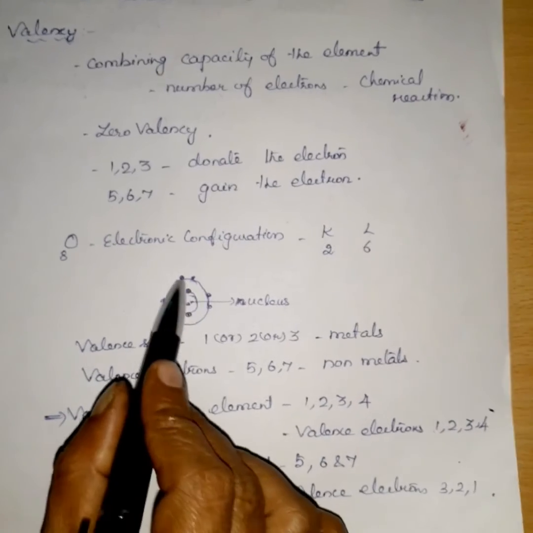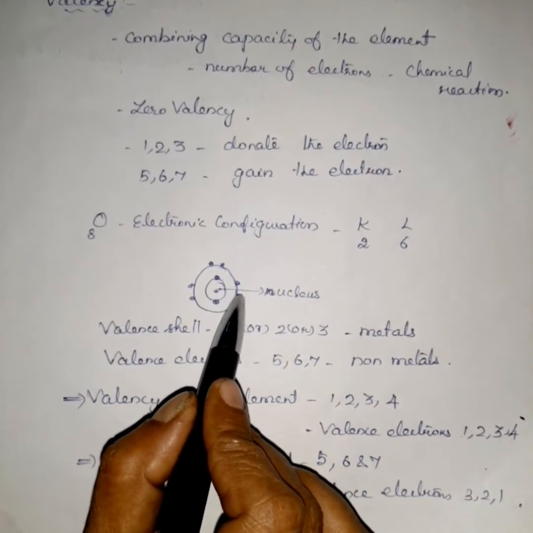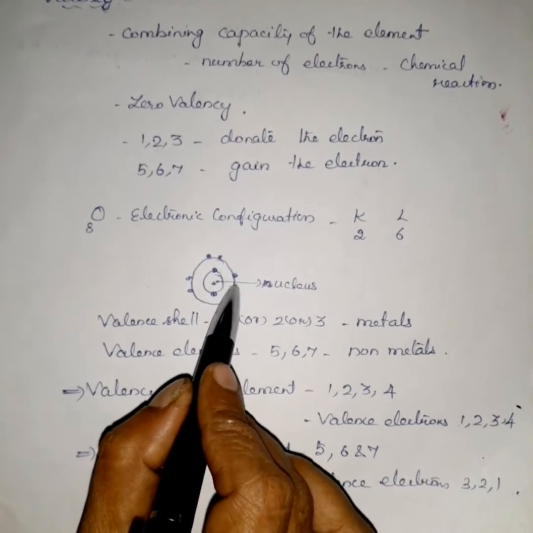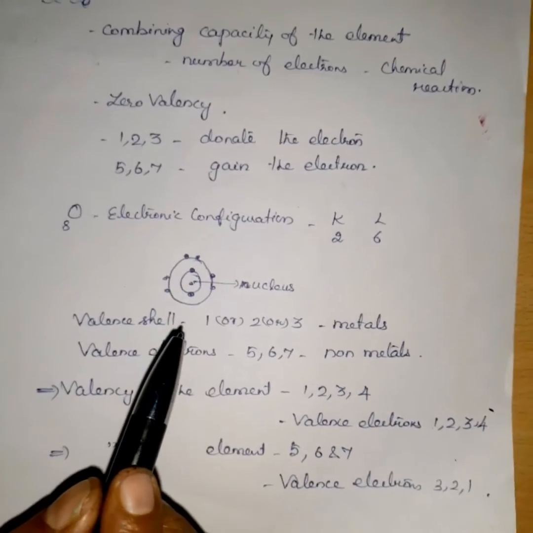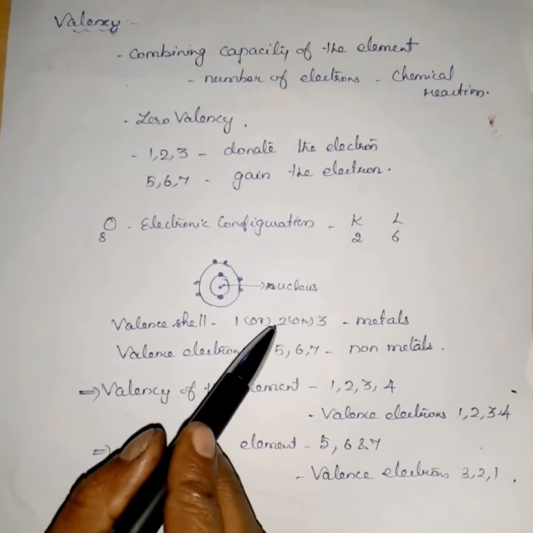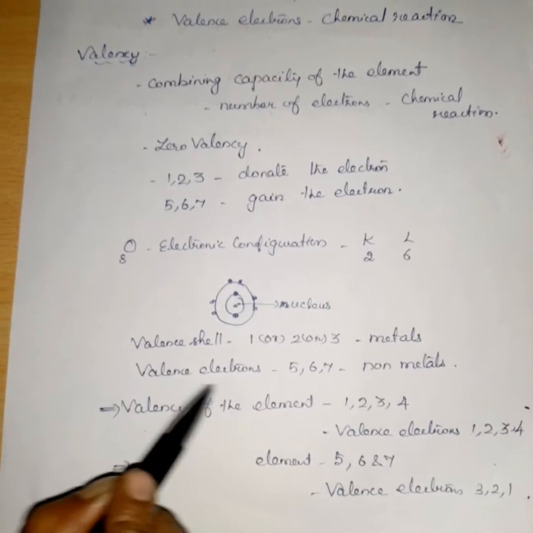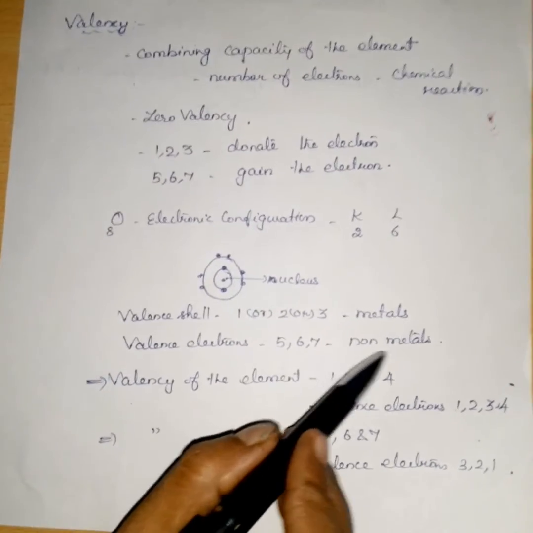The second shell is the outermost shell, so this is called the valence shell. Elements with valence electrons 1, 2, 3 are called metals, and those with valence electrons 5, 6, 7 are called non-metals.